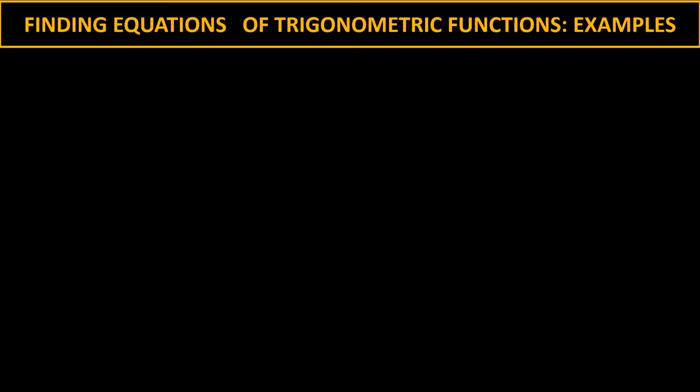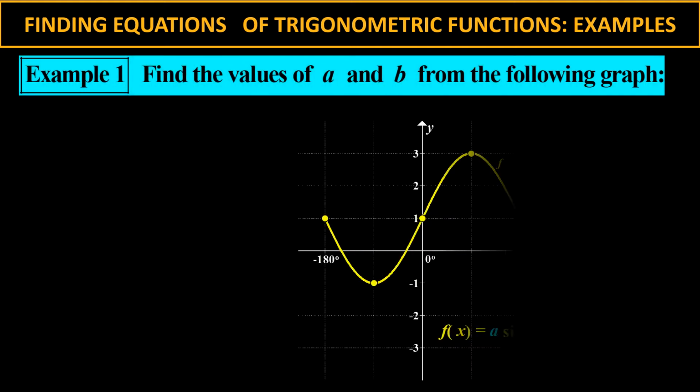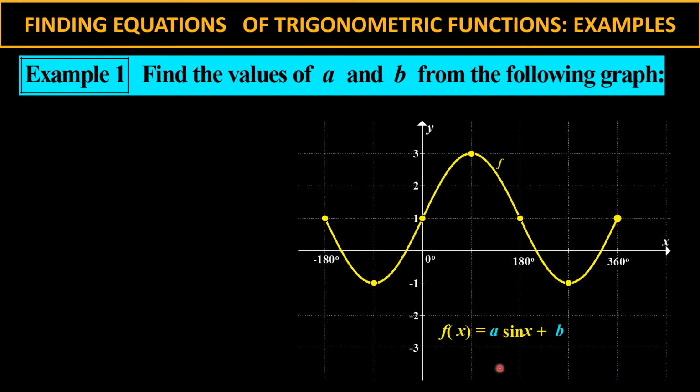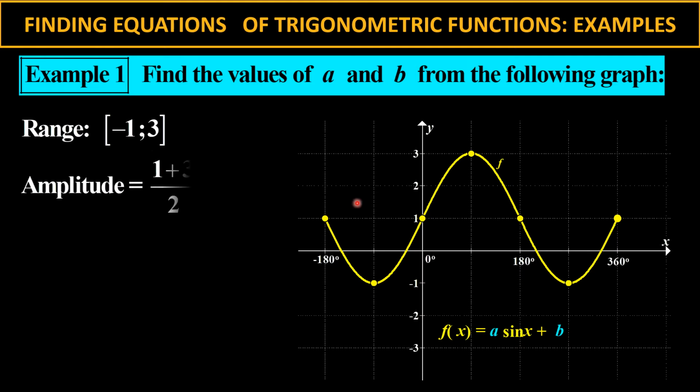Next, we want to find equations of trigonometric functions from given graphs, right? So let's look at the graph here. We want to find the values of a and b, right? What would that a represent? A would represent the amplitude, and this b would represent the vertical shift, up or down. So let's see there. To find the amplitude, I need to know the range. I can see the range is from -1 to 3, right? And therefore the amplitude would be half the distance between the minimum and maximum, which is 1 plus 3, it's 4 over 2, which is 2. Therefore a is equal to 2.